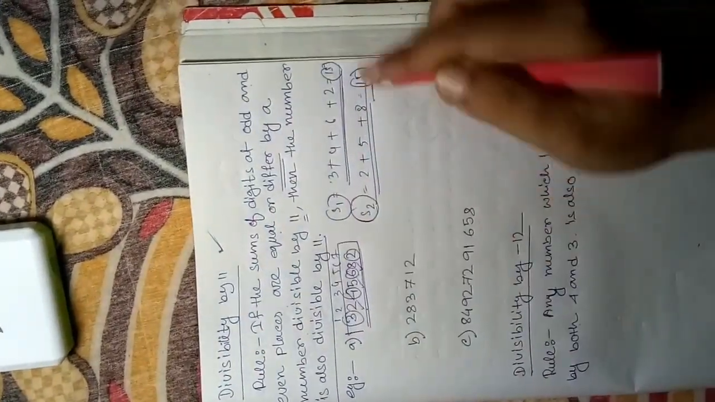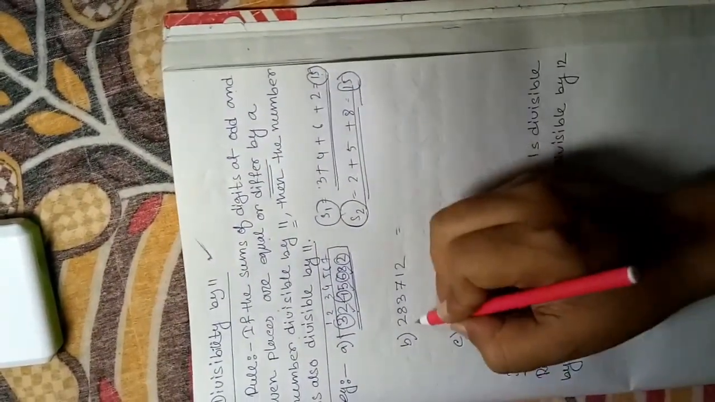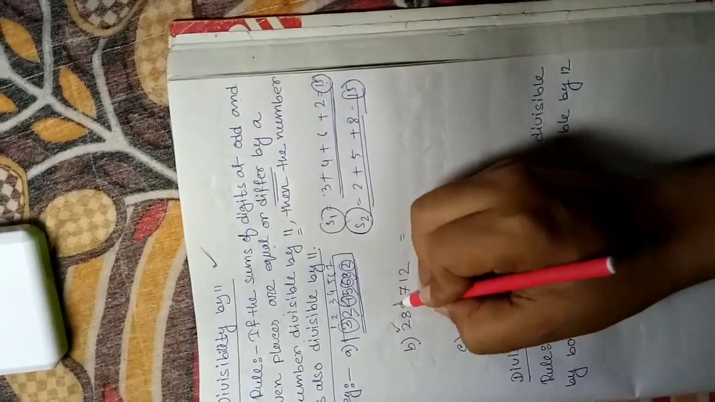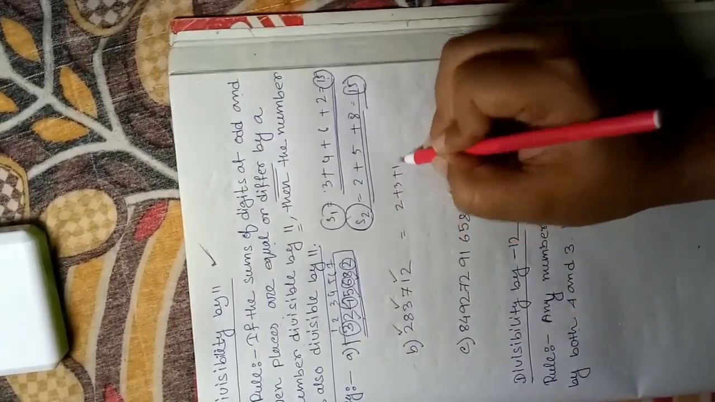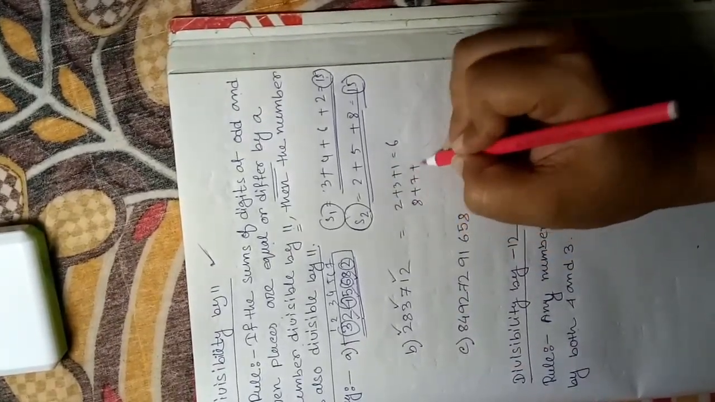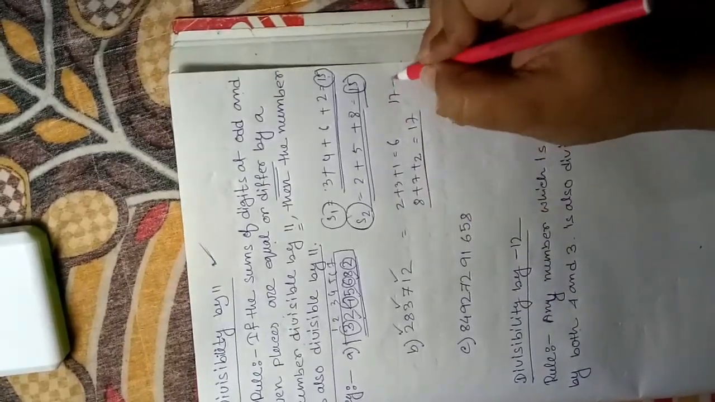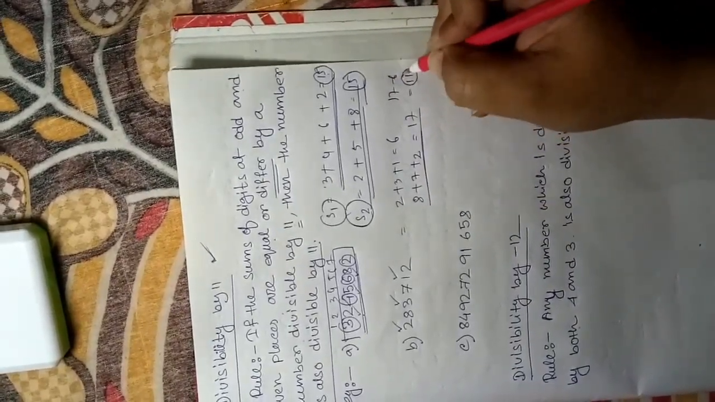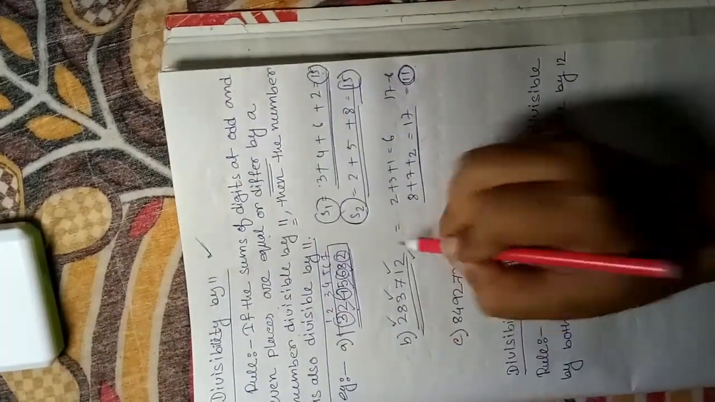Now another rule: if these are not equal, then what should happen? Like in this number, here we can sum 2, 3 and 1, that is 6, and 8, 7 and 2, that is 17. So their difference is 17 minus 6, that is 11. 11 is divisible by 11, that means this number is divisible by 11.